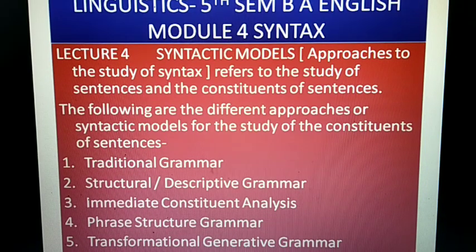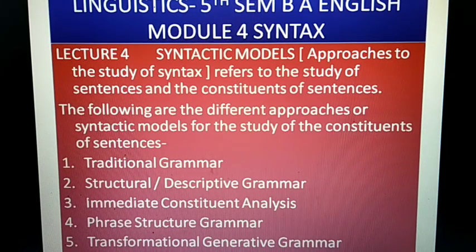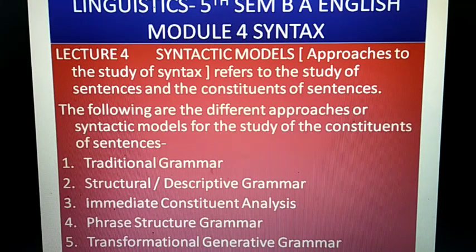Remember, what do you mean by syntactic models? Syntactic models are approaches to the study of syntax. And what is syntax? Syntax is, of course, the study of sentences. And syntactic models refers to the study of sentences and constituents of sentences.